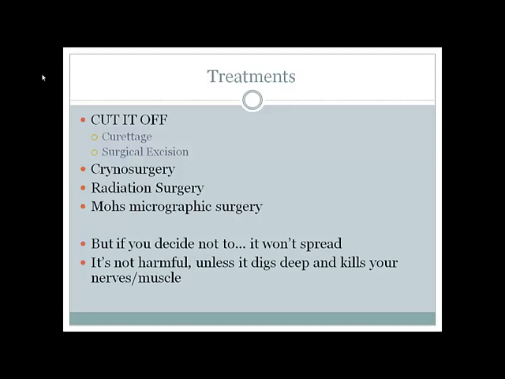And the treatment processes are still up here. You have it cut off, frozen off, radiated off, whatever. And although it may not seem harmful, and there aren't huge risks associated with it, if it digs deep into your skin, if it digs deep into your dermis, it can affect your nerves and muscles. So it's something that you should get removed. So I hope you learned something. I hope you're a little more wary of this cancer, and you will be informed when, not when, but if it happens to you.